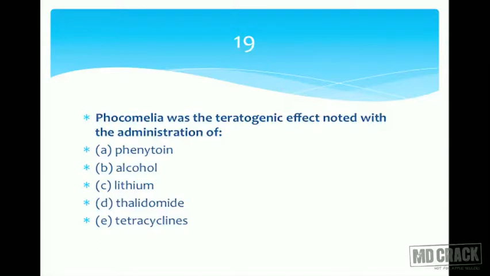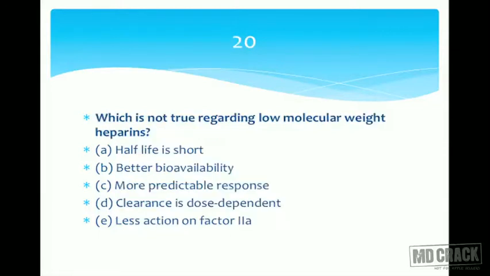Now, no need to look at the options, but let's complete it. Phenytoin, alcohol, lithium, thalidomide, and tetracyclines. All these drugs are toxic when given in pregnancy. Phenytoin produces neural tube defects. Alcohol, most importantly, produces mental retardation. Lithium produces various teratogenic effects. Thalidomide produces phocomelia, and tetracyclines affect the teeth and bones. So this is the teratogenic effect of thalidomide. Let's have a look at the answer and confirm: phocomelia, thalidomide.